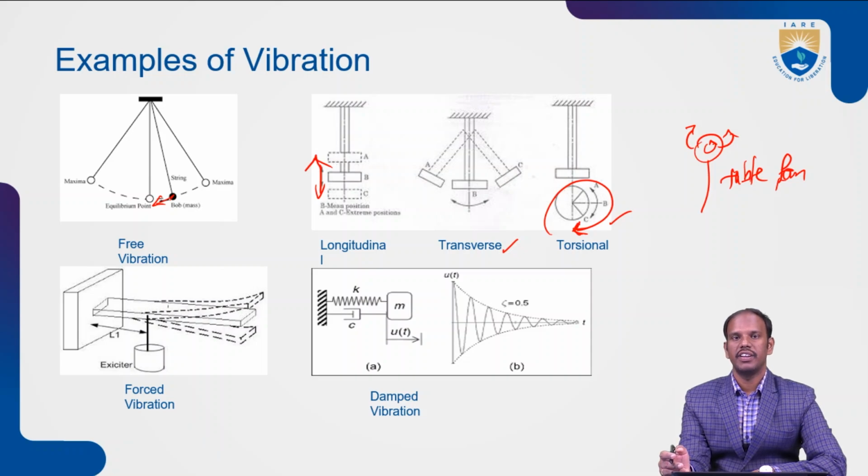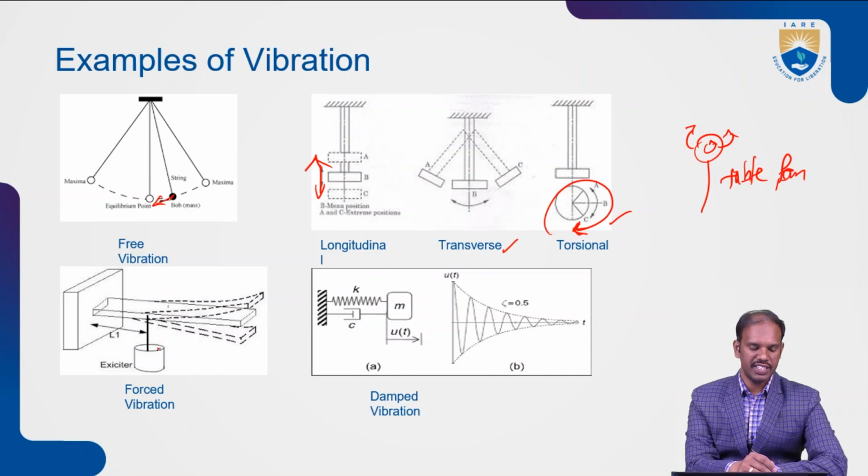So a table fan can give some swing also. Swing happens like in the previous olden eras also. You can check there is a swing that happens to circulate the air through the entire room. Okay, that is called a translation with a transverse vibration.